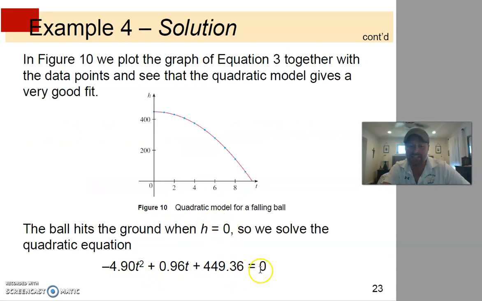Now, when h equals 0, that means that's where my graph is going to cross the x-axis, h being your value of y. All right, so what is my time t? How long is it going to take for that ball to hit the ground? Okay.